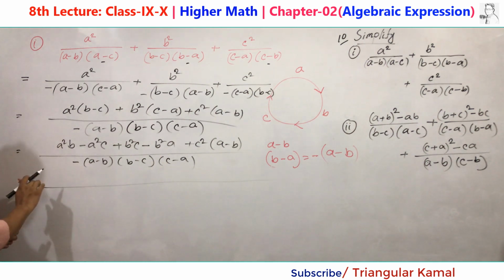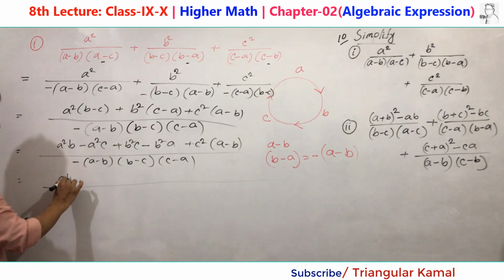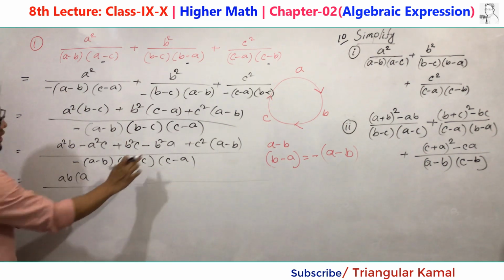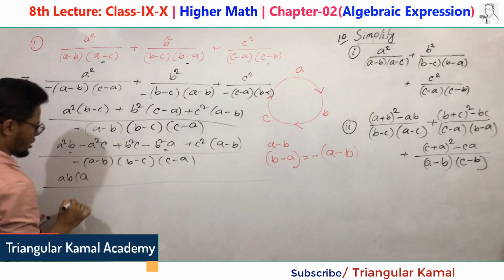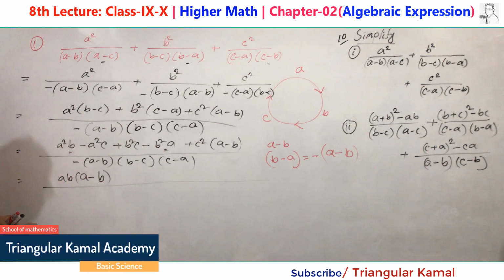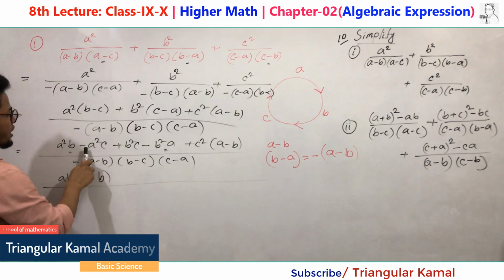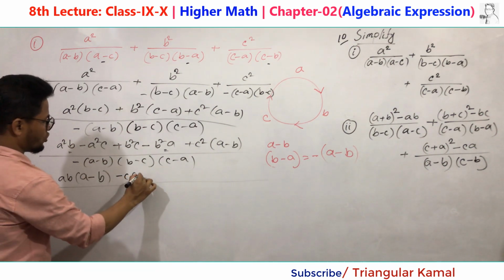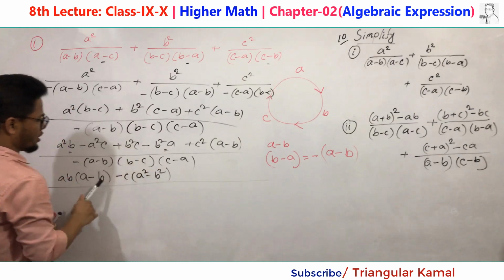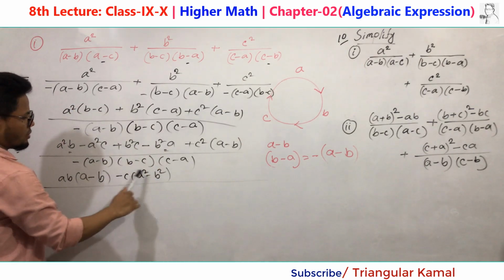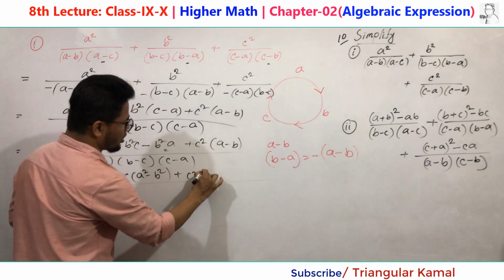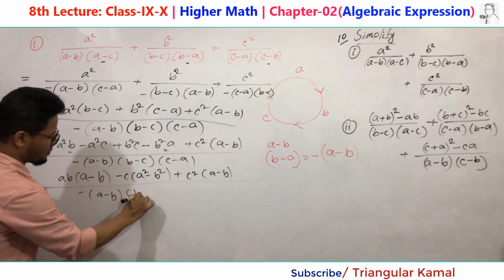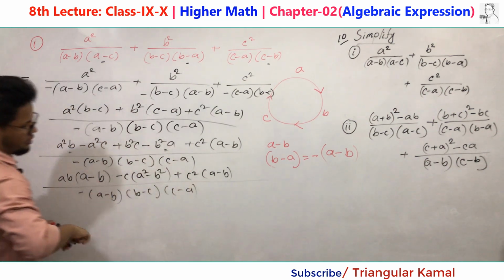Now take common. Which one is common? If we take ab common, there will be a minus b. We have to arrange here a minus b, so this one and this one will be a minus b. And if we take minus c common from the other two parts, this will be a square minus b square, because plus minus minus a square c, then minus minus plus, and the previous one will remain the same. The denominator part also remains the same: a minus b, b minus c and c minus a.